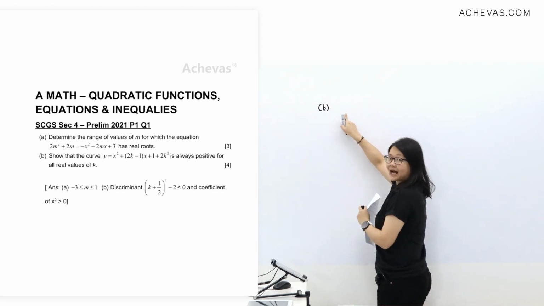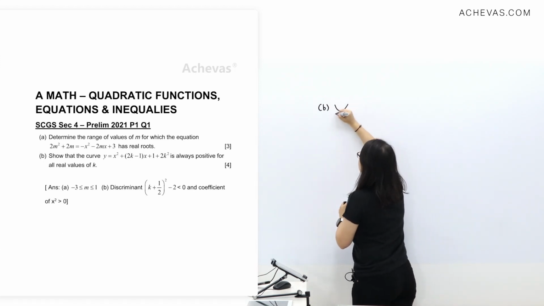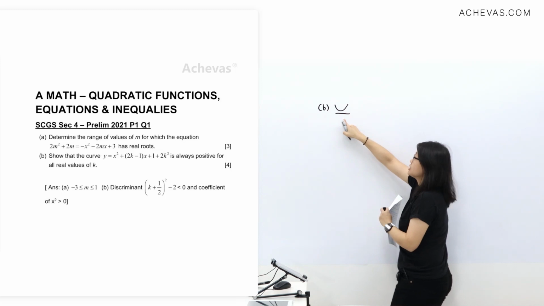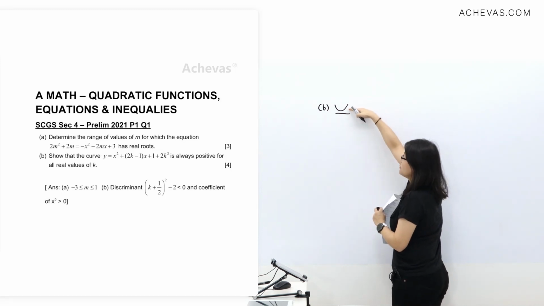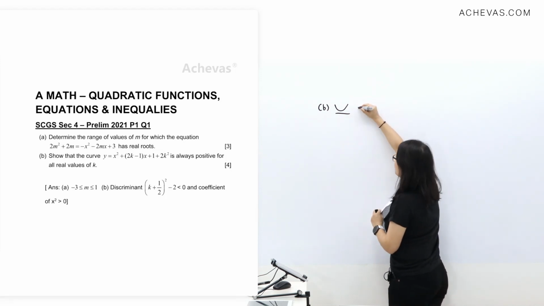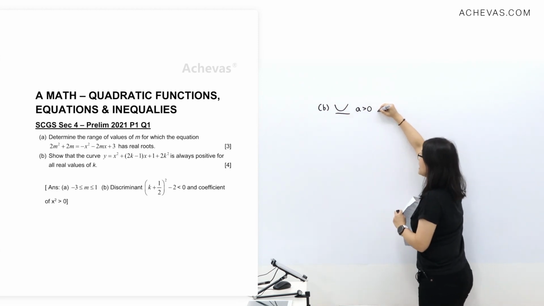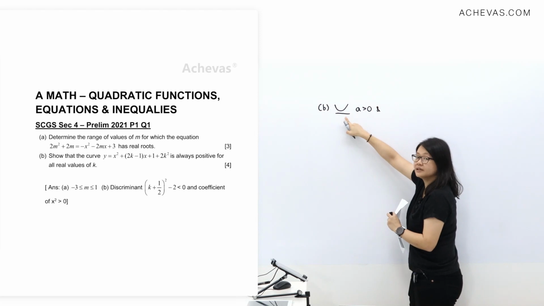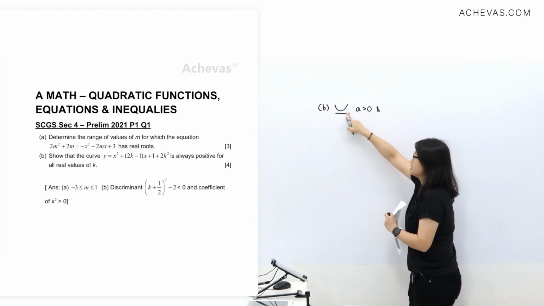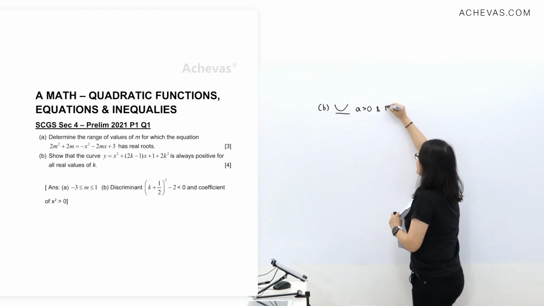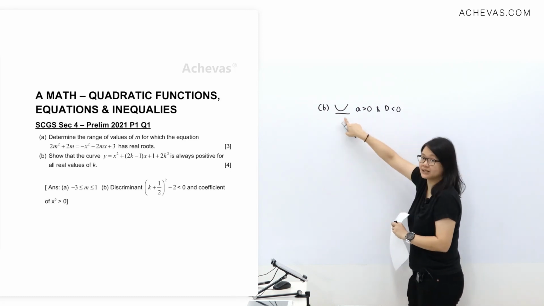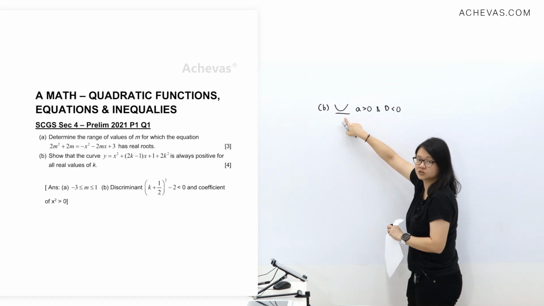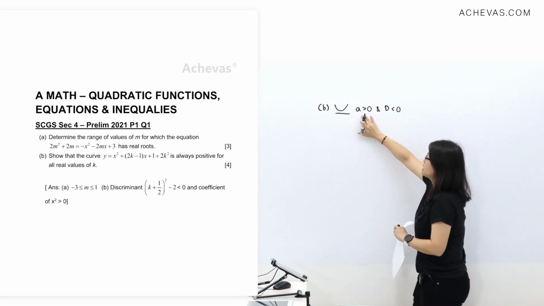I'm going to draw a tiny thing to let you see what always positive looks like, something like this. So you have two things to prove. First is about the shape of the quadratic: a must be more than 0, okay? And second thing, because it's always positive, it means they don't intersect, right? So you also have to prove the discriminant is less than 0, so that they don't intersect, so that it can be always positive, okay?